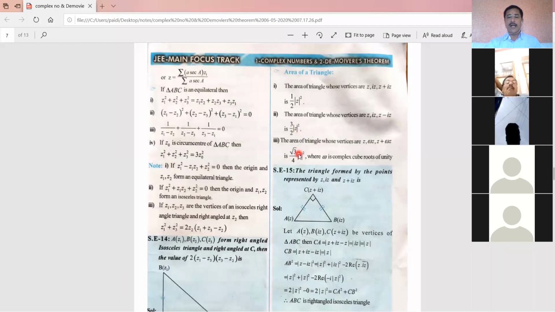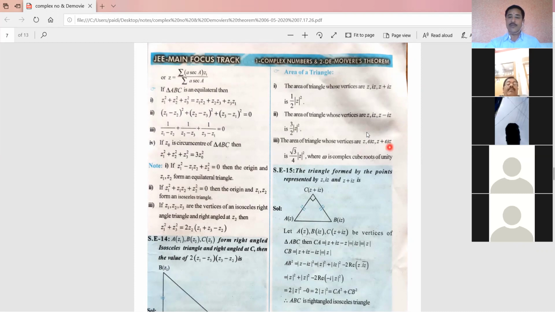And the area of the triangle whose vertices are z, omega z, z plus omega z, where omega is the complex cube root of unity, is root 3 by 4 into mod z square. Do you remember this formula? This formula represents the area of an equilateral triangle whose side is a. So here a is equal to what? Mod z. That means these three complex numbers always form an equilateral triangle.